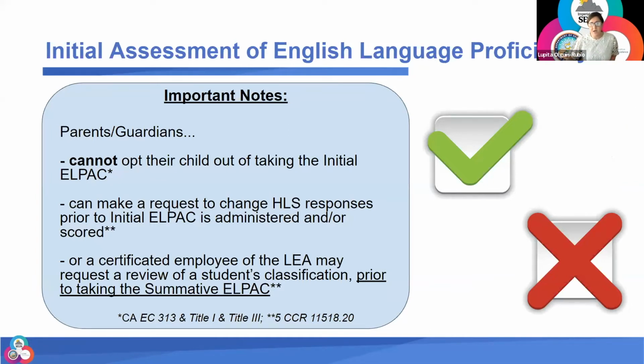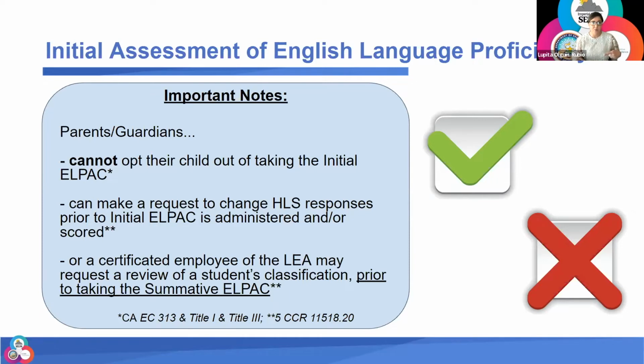Parents cannot opt out from taking the initial LPAC. So once the HLS triggers the LPAC, parents can't opt out from taking it. However, they can request to change the information on the HLS before the initial LPAC is administered or scored. So again, this is really important to help us think about how important it is to access that information to ensure that the HLS information is accurate.